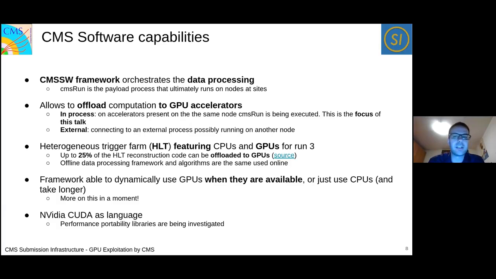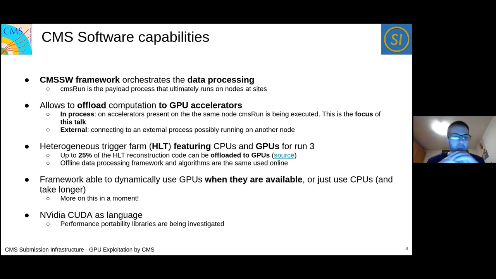And for that reason, the group in charge of the CMSSW framework, which is the framework that orchestrates the data processing in CMS, has been working hard to enable use of GPUs in our framework, which is now able to offload the computation to GPU accelerators. There are two modes to offload the computation. One is in process, where accelerators present on the same node are used. So basically, everything is inside the same process.